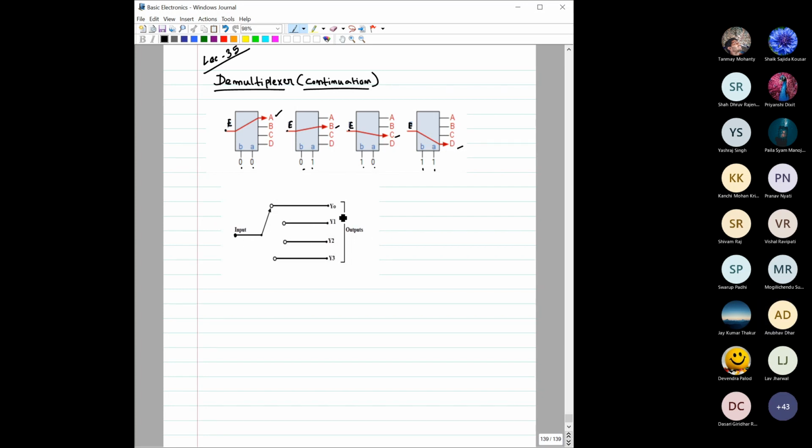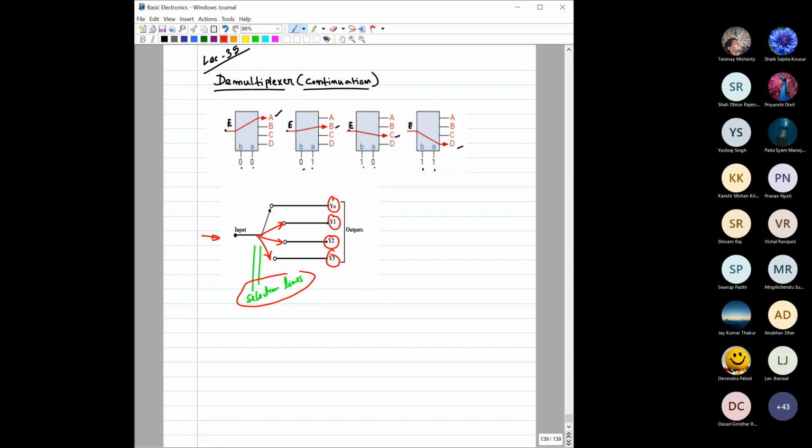So this is the input, and this is for the output. You can also assume it like this: here you have the two selection lines, and by giving the proper value, the input arrow can be connected either with this, this, this or this. So this is basically the demultiplexer. Depending on the value of the selection lines, whatever data is coming through the single channel, you can deliver it to one of these four outputs.